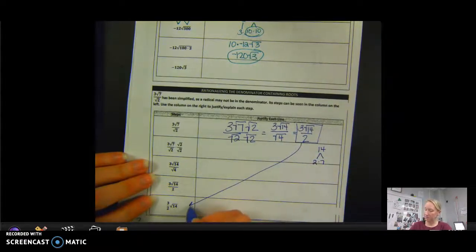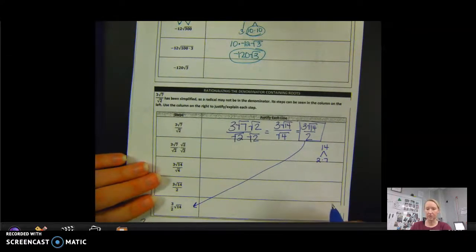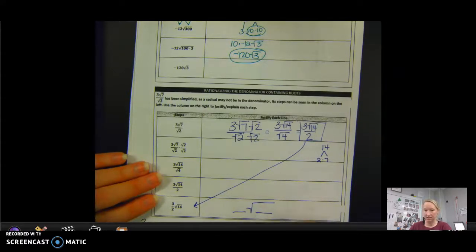Another way that you will see that written is like this. 3 over 2 square roots of 14. So if I were going to put that into Schoology for an answer, the first blank would get 3/2. The second blank would get 14. Okay?